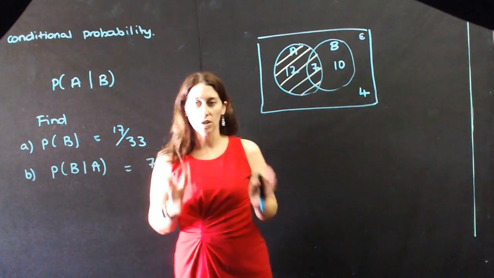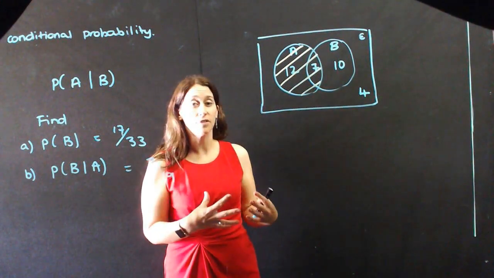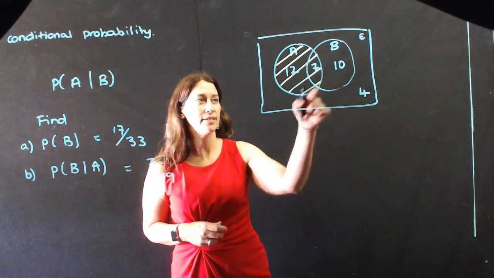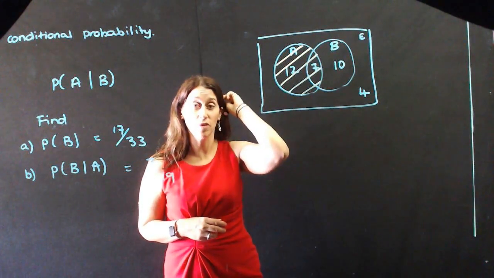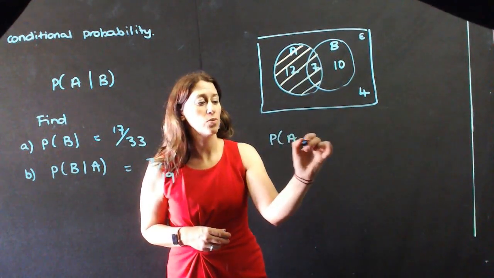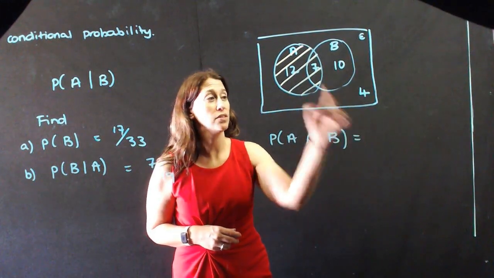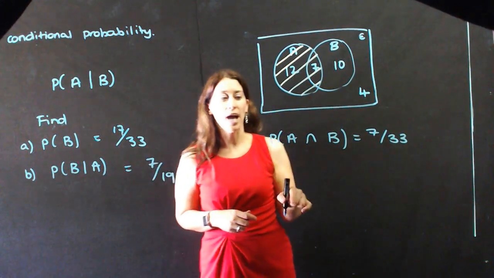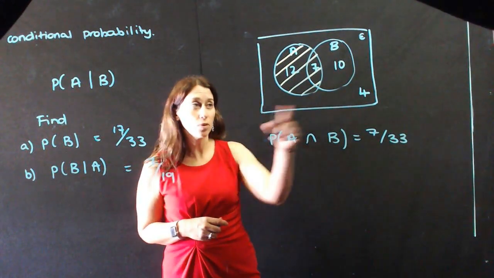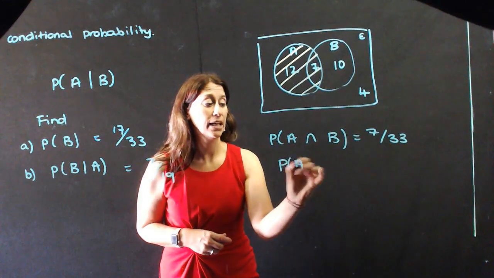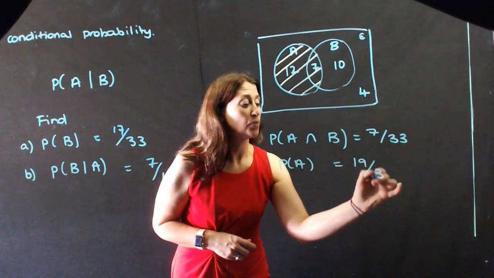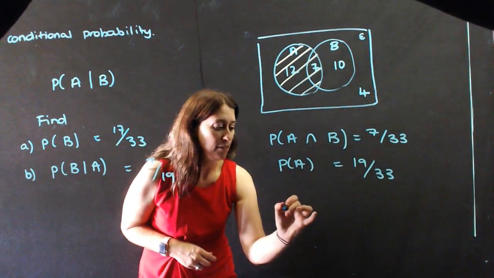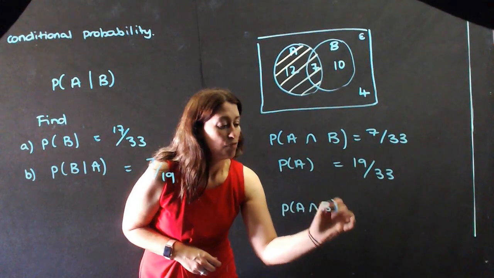Now there's another way that we could look at this, and this leads us to a formula for conditional probability. If we work out the probability of those students that like both apples and bananas, so the probability of liking apples and bananas is 7 out of the 33. And if we then look at the probability that the student just likes apples, that's 19 out of 33. If we then take this and divide it by that, we end up getting the same answer as here.